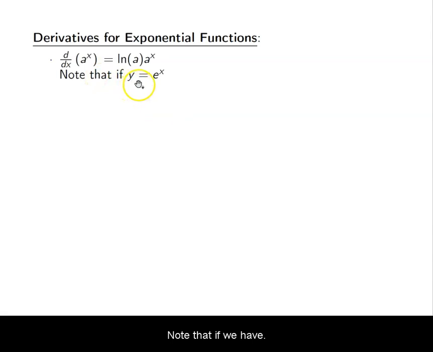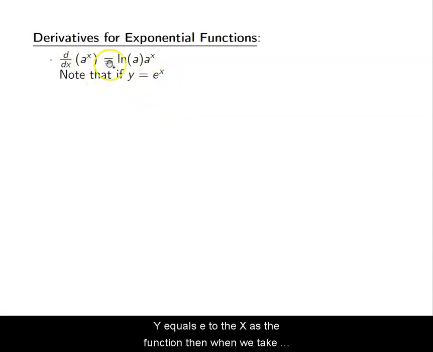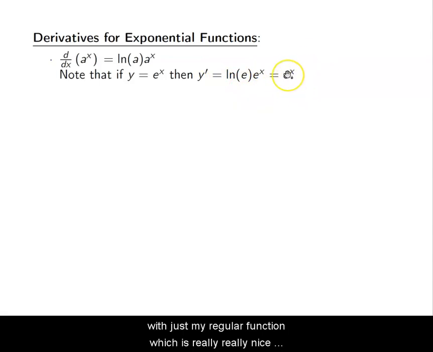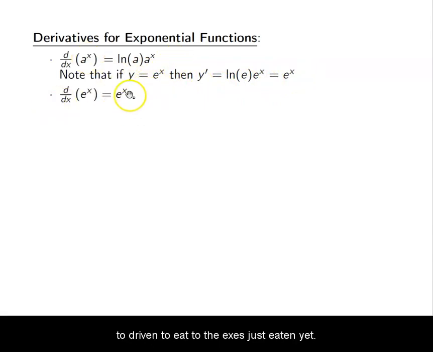So we keep the same function, but we just take the natural log of whatever that base is. Note that if we have y equals e to the x as the function, then when we take its derivative, we'll end up with the natural log of e times e to the x here from following this formula. And we should know that the natural log of e is just 1, which means that I end up with just my regular function, which is really nice. Makes things really easy. So the derivative of e to the x is just e to the x.